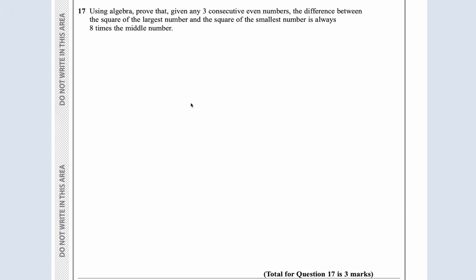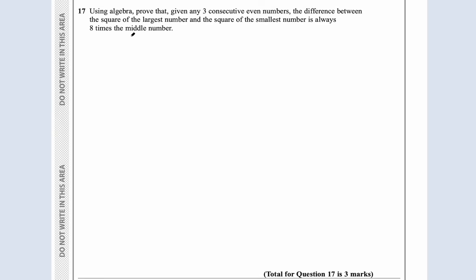Question 17. Using algebra again, prove that for any 3 consecutive even numbers, the difference between the square of the largest number and the square of the smallest number is always 8 times the middle number, right? That's obviously tricky, guys.